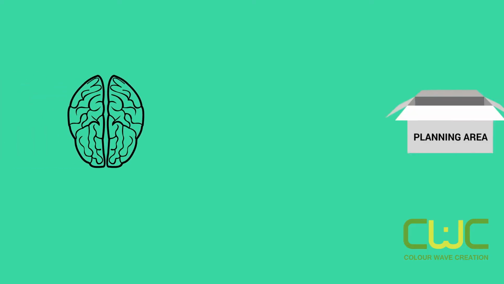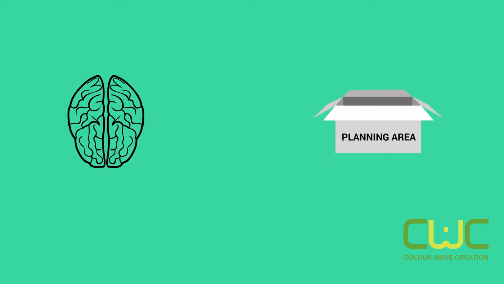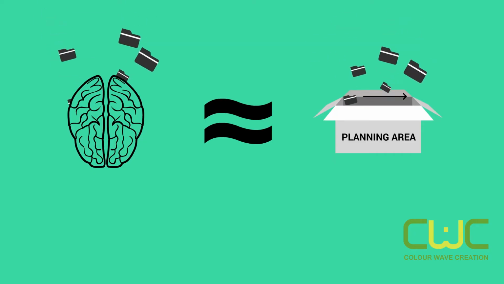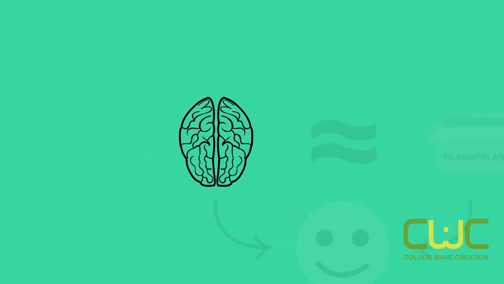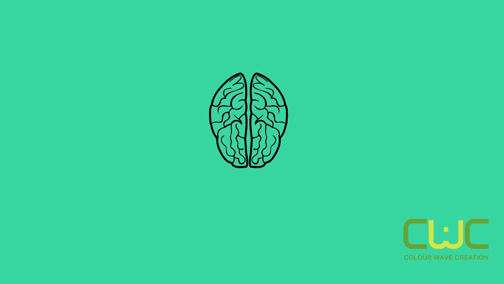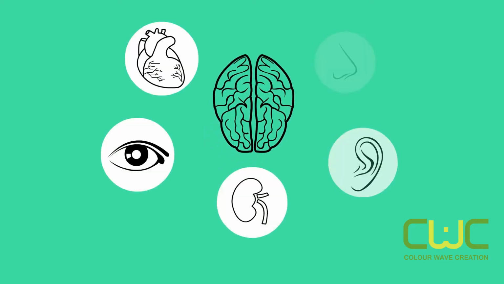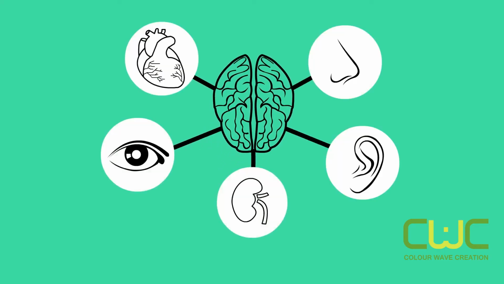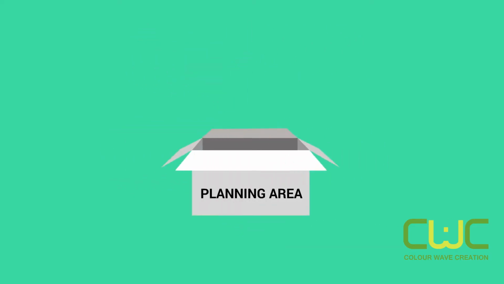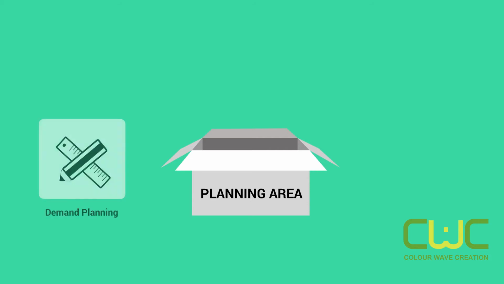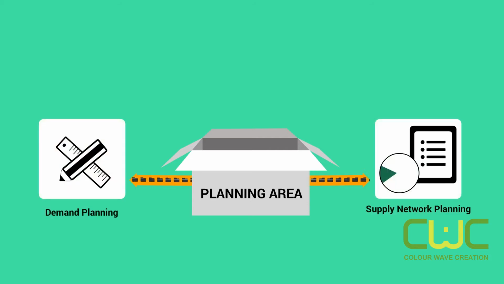The human brain and a planning area in SMC function in a similar way. Both use the information stored in them, along with logic, to solve problems. Just as your brain acts as the central nervous system of your body, and is connected to the various sense organs and other organs as well, similarly, a planning area is the central data structure of demand planning and supply network planning.